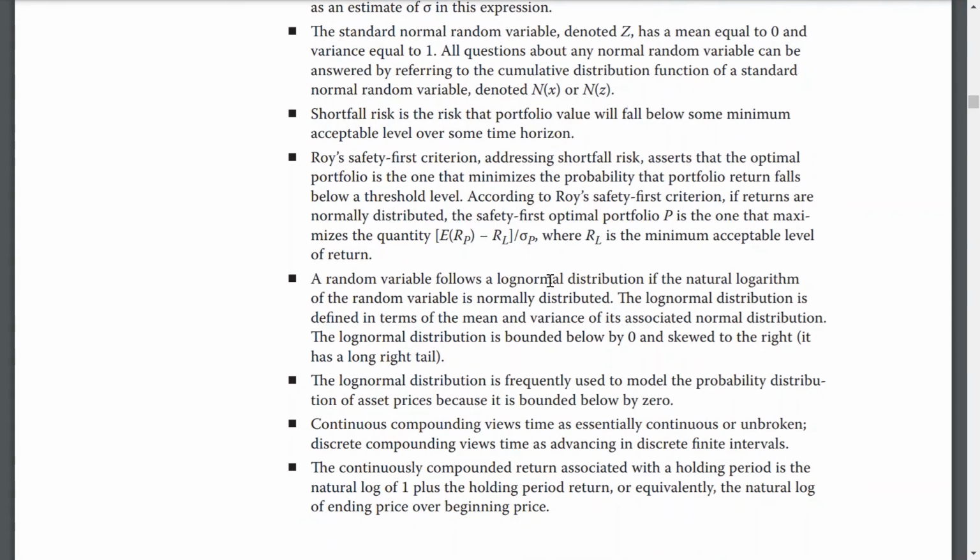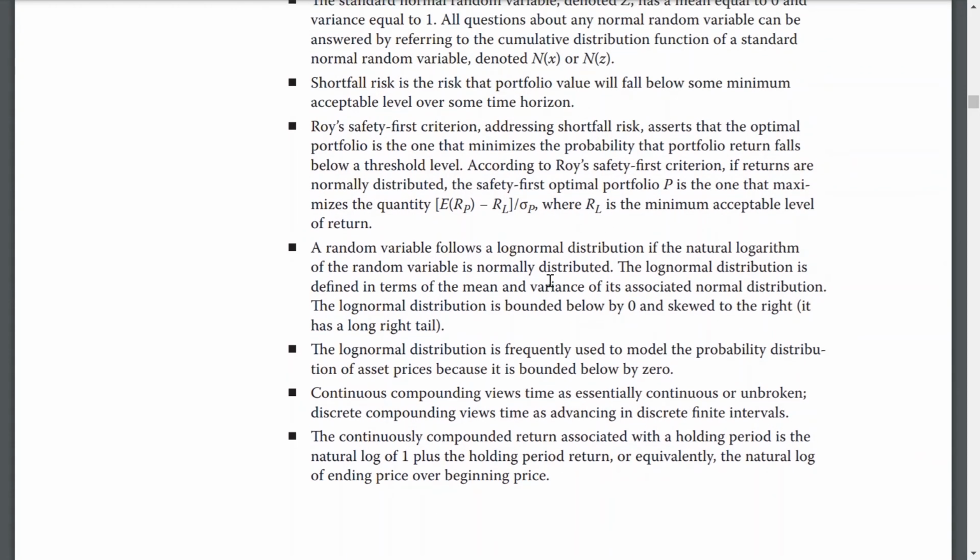Shortfall risk is the risk that portfolio value will fall below some minimum acceptable level over some time horizon. Roy's safety-first criterion addresses shortfall risk and asserts that the optimal portfolio is the one that minimizes the probability that portfolio return falls below a threshold level. According to Roy's safety-first criterion, if returns are normally distributed, the safety-first optimal portfolio P is the one that maximizes the quantity E(RP) minus RL, divided by the standard deviation of P, where RL is the minimum acceptable level of return.